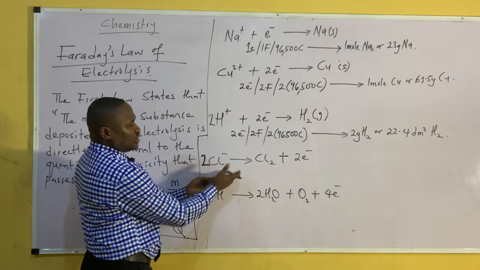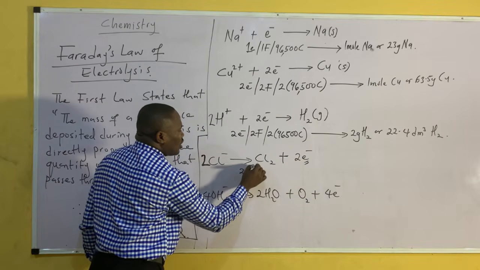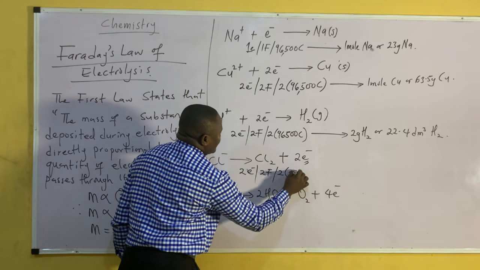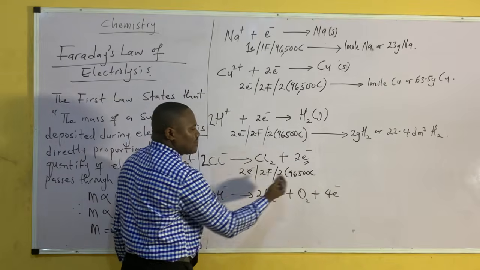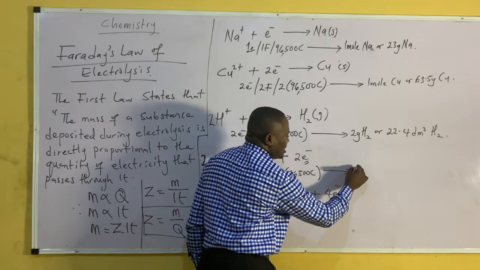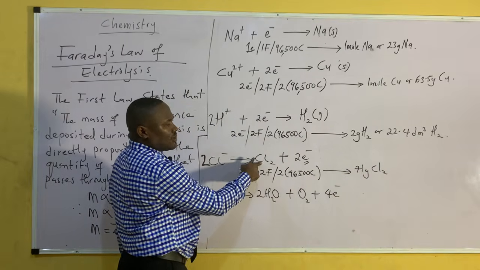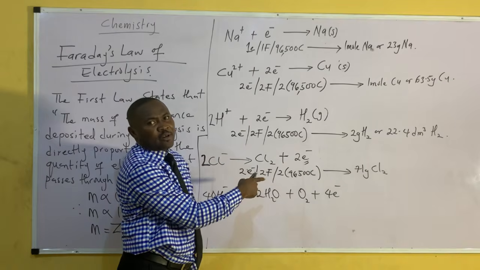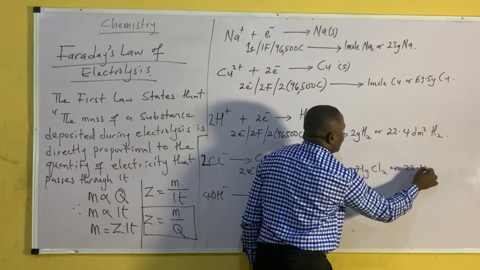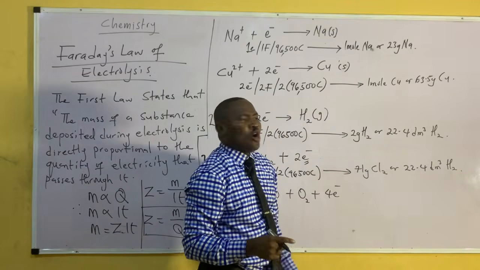Now, what about this? This could be explained as that 2 electrons, look at it here, 2 electrons or 2 Faraday or 2 bracket 96500 coulombs, all of these are the same thing, is required to deposit. What is it required to deposit? It's required to deposit 71 grams of chlorine gas. This is 71 grams because it's 35.5 times 2. That's how I got my 71 grams or 22.4 dm cube of chlorine gas. Remember, this is the standard volume of a gas.